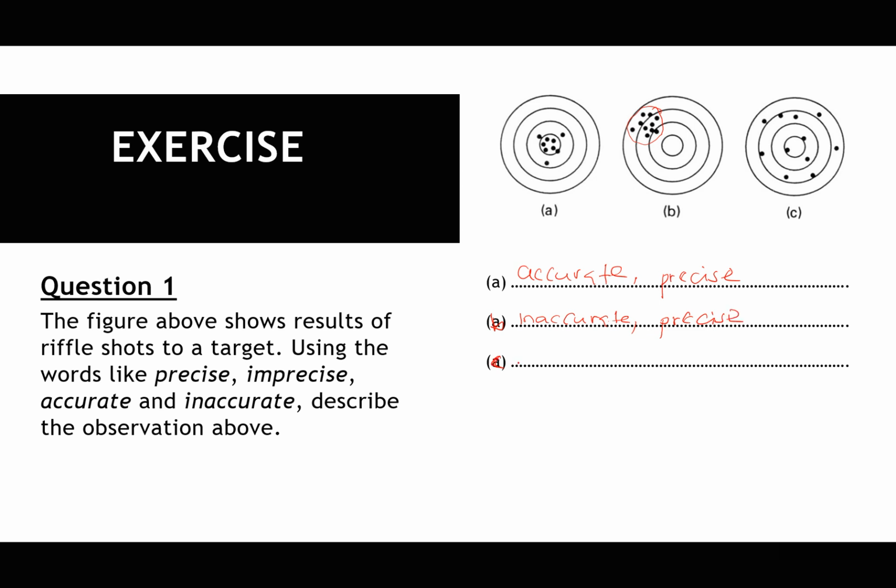In C, we notice that actually the shots are scattered all over. Although there is some shot in the target, they are scattered all over. Of course, we can say precision is bad, so it is imprecise. However, we can't say that accuracy is bad, because although all these shots are scattered around, there is also something in the target. So it is also accurate, although the accuracy is relatively not very good.